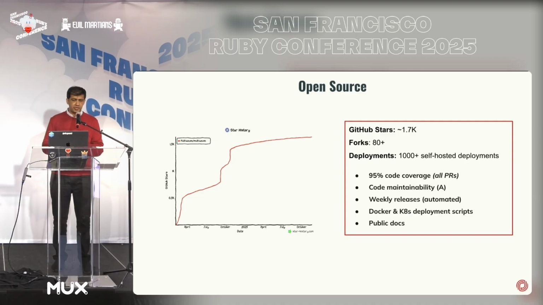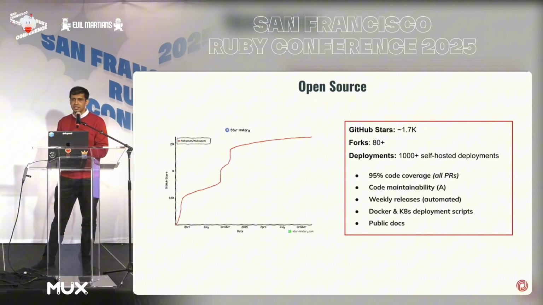We have just started incrementally gaining traction. We have a decent amount of contributors. We have hit 1.7K GitHub stars, and we are seeing some significant downloads.